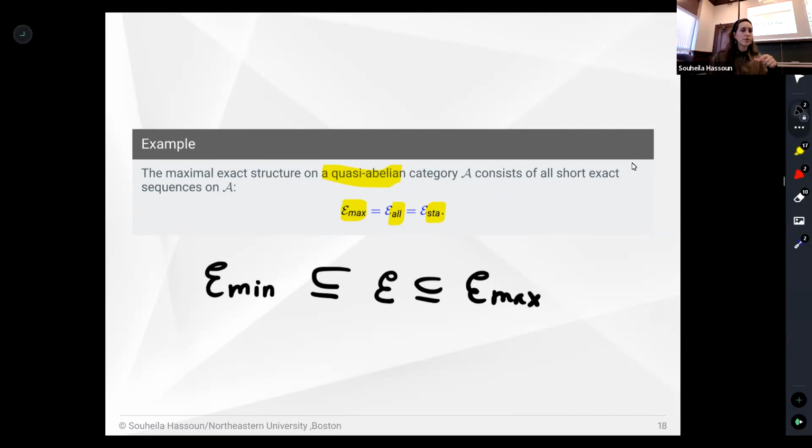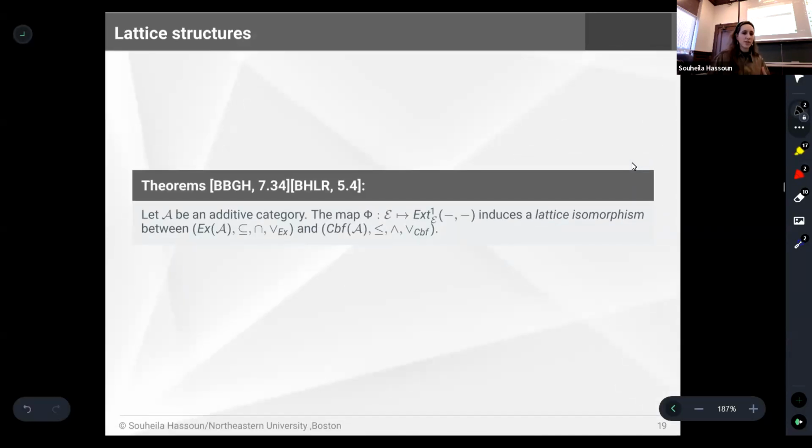If you take sections and retractions, these short exact sequences exist on any additive category. These form the minimal one. They always form an exact structure, and it's always included in any other structure. So this is the minimum. And here I just want to mention as a remark that we order them by inclusion: if we take the poset of all structures on a fixed category, we order it by inclusion. We take the intersections and some joins, but it's not really the subject now.